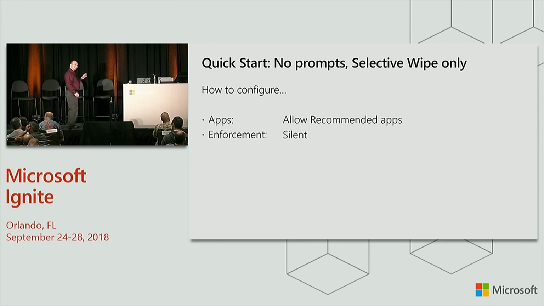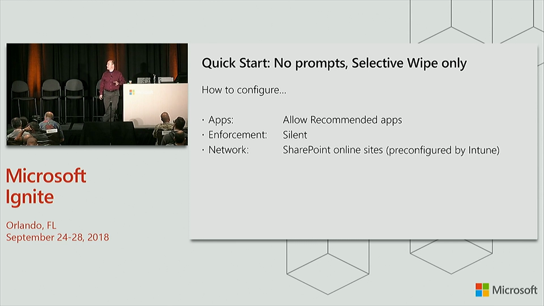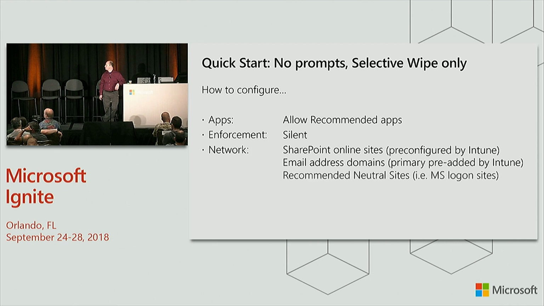The enforcement level is silent. And your network configuration is practically automatic. You get the SharePoint Online sites that are pre-populated for you. And if you have a lot of email address domains that are more than just your Azure tenant identity, you can add those. Include the recommended neutral sites. There's only 2 on the list. You can find those under aka.ms/whipdocs. It's under the recommended section on the left-hand side of the navigation.